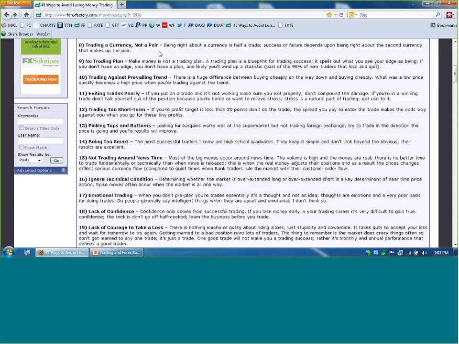Now, trading too short term, this is a huge one. If your profit target is less than 20 points, you shouldn't do the trade because the spread is just too much against you. Now, this was written 7 years ago, and at that time, the spread in euro-dollar was 5 points. The spread in euro-dollar today is 2 points, even 1 point.